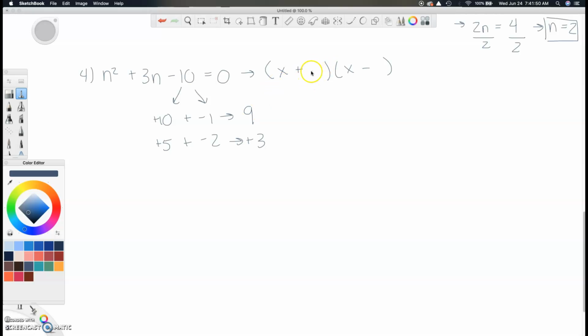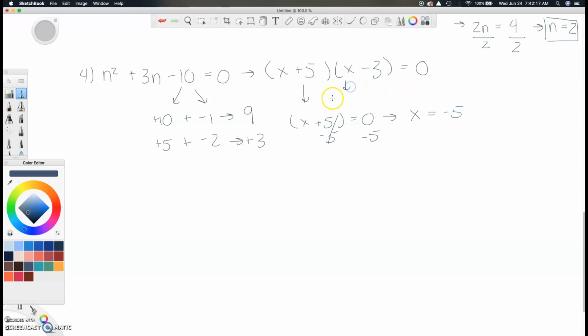So we know our factors are going to be x plus 5 and x minus 3 equals 0. All right. We take each one, so we say x plus 5 equals 0. That's going to lead you to an answer of, you subtract the 5 over, subtract the 5 over, that goes away, and you're left with x is equal to negative 5.